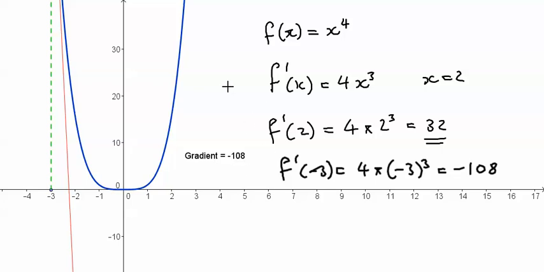So that's the purpose of the derivative function. It just tells you the gradient anywhere you want. But each function has a unique derivative function.